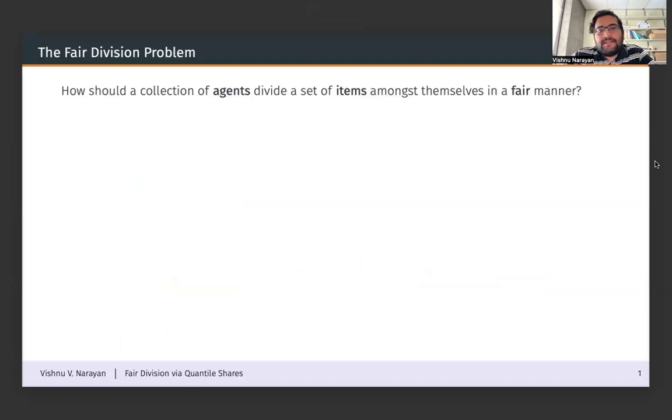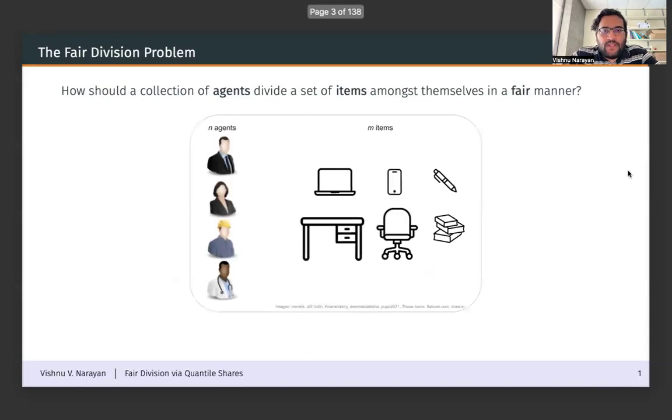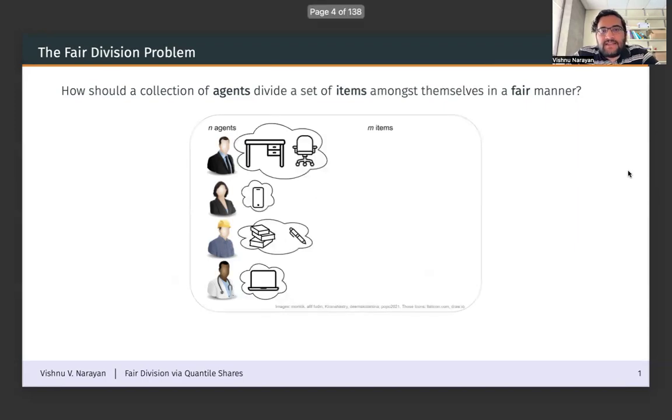So the problem asks, how should a collection of agents divide a set of items amongst themselves in a fair manner? There are, of course, tons of applications for this, like the fair division of estates, borders, airport traffic, etc. But the simplest sort of picture you can draw for this is the following. You have a set of n agents and a collection of m items that they want to share amongst themselves. I have just some office supplies here, and you want to divide these items amongst the agents. So all of the items are assigned, and every agent gets some bundle of these items.